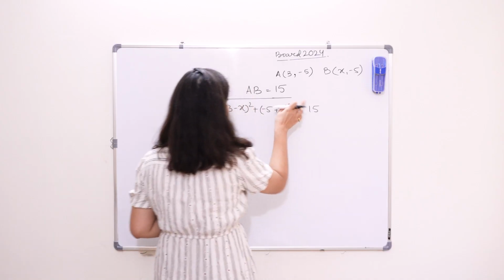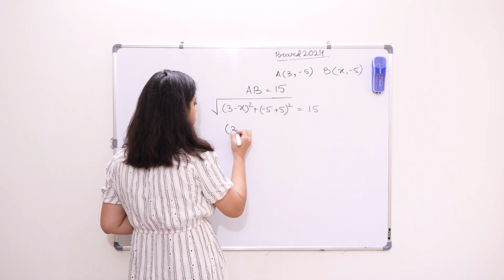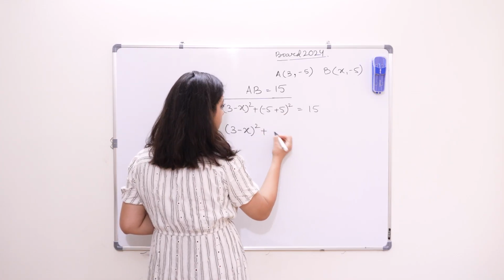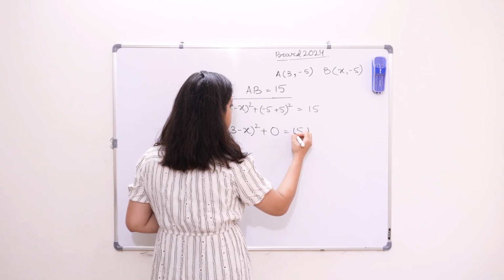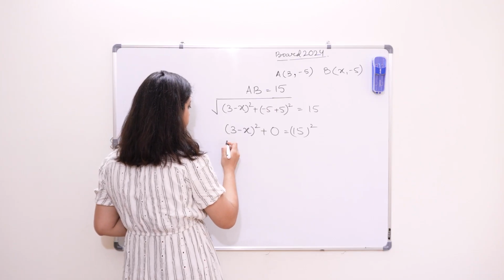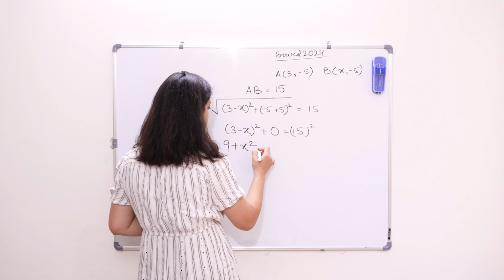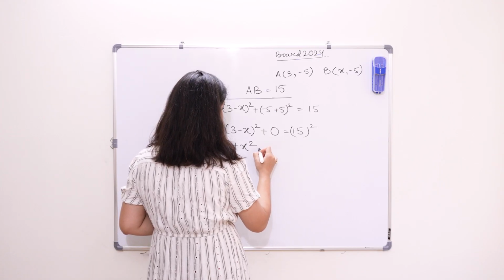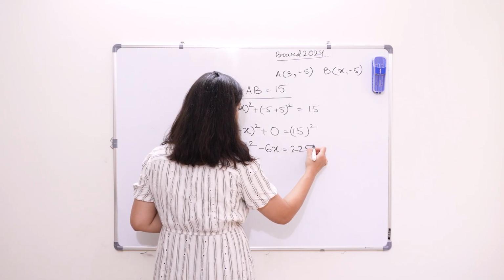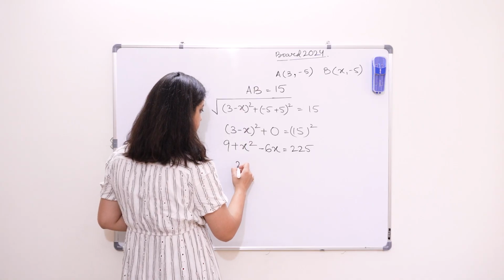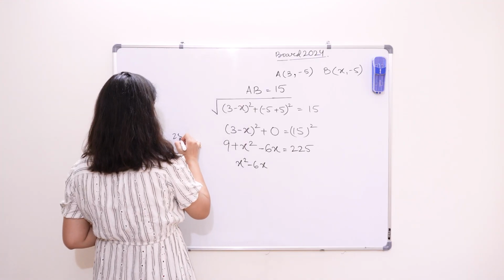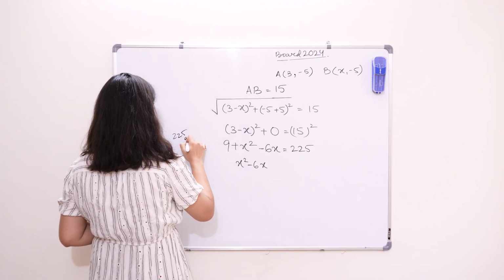To remove the square root, what we will do is this will become 3 minus x का square plus this will become 0 का square, basically 0, is equal to 15 का square. 15 का square becomes 225. इसको expand करेंगे, this will become 9 plus x square minus 6x is equal to 225. Now this becomes x square minus 6x equals 225 minus 9.